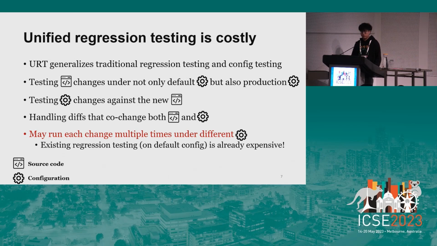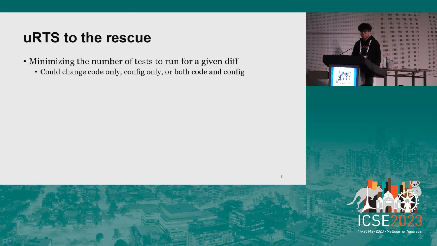One problem with URT is that it may need to run each change multiple times under different configurations, since there are usually more than one deployed configuration in production. Existing regression testing is already very expensive, so URT will take even much longer. It is necessary to have a way to reduce the URT time. Test selection is one technique to do the job. We propose URTS, Unified Regression Test Selection, to speed up the URT testing process.